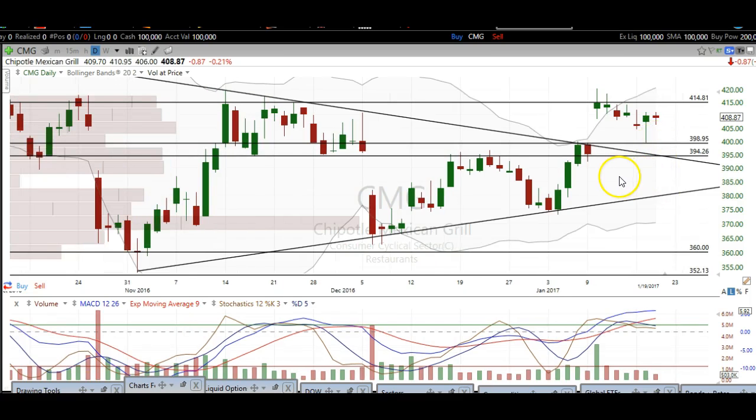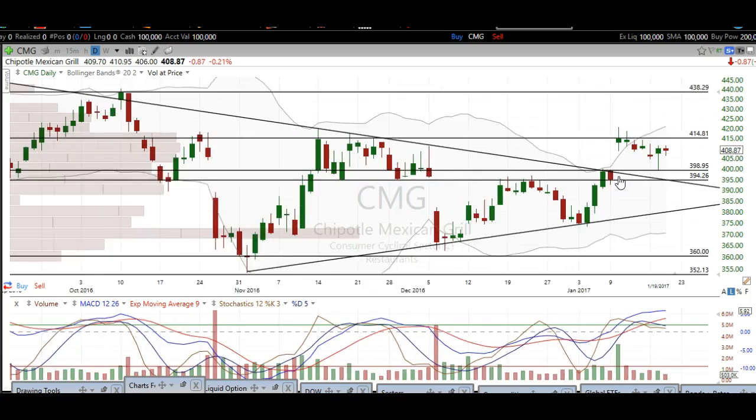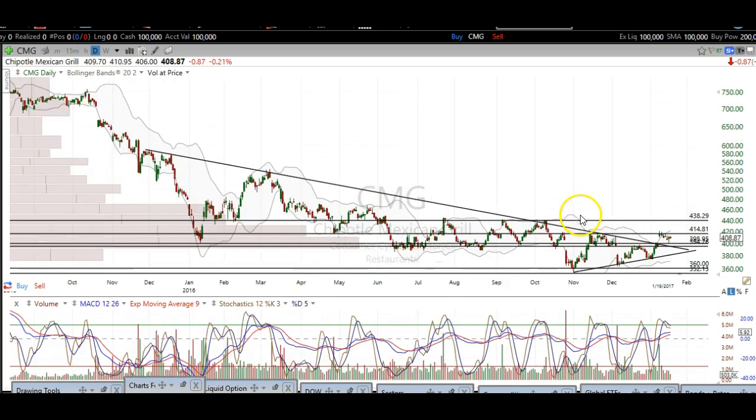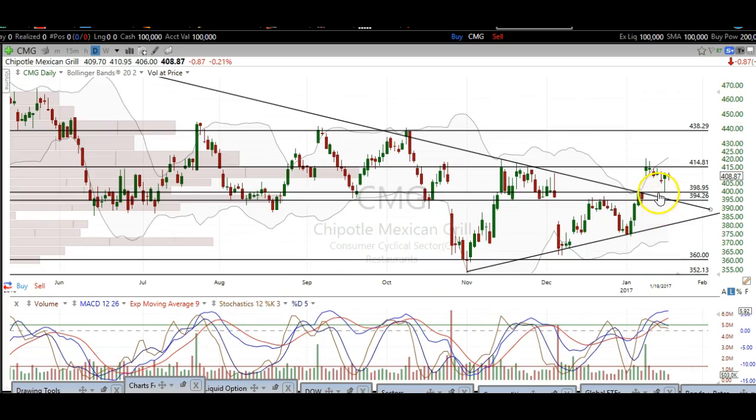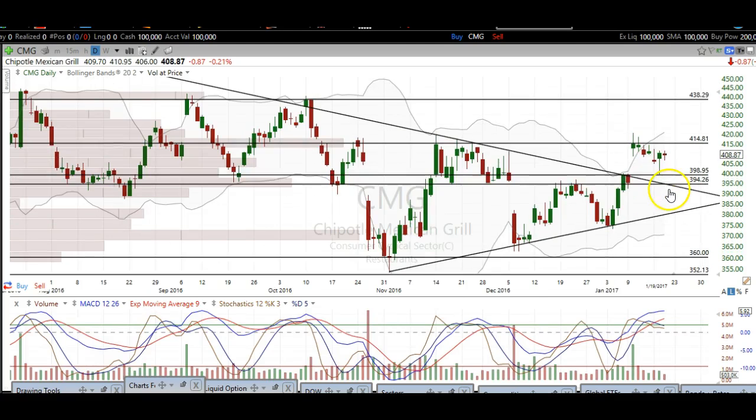And why did we like it for a long right there? Well, overall, you want to look at the big picture here on Chipotle. Chipotle broke over a long-term downtrend line that has been keeping it down for quite some time. And we not only broke over that trend line, but we had great news from the stock that the sales from December are up 15% from the previous year in December. So great news, great breakout. Very bullish here for Chipotle overall. We do think it's going to head higher here.